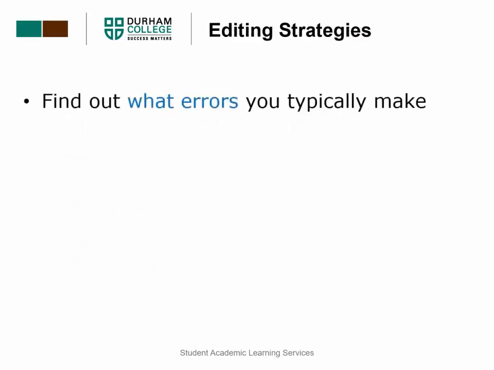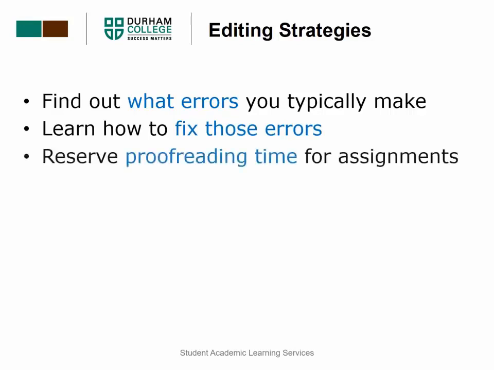So here are some important strategies for when you're learning the skill of editing. Number 1 is find out what your errors are. What kinds of errors are you making? So you need feedback in order to do that. And you'll be getting feedback from your professors. You can book appointments at SALS to get feedback on your writing. But that's really important, that kind of feedback. You also need to know how to fix the errors. Once you see them, you know you're making them, you need to know how to fix them.